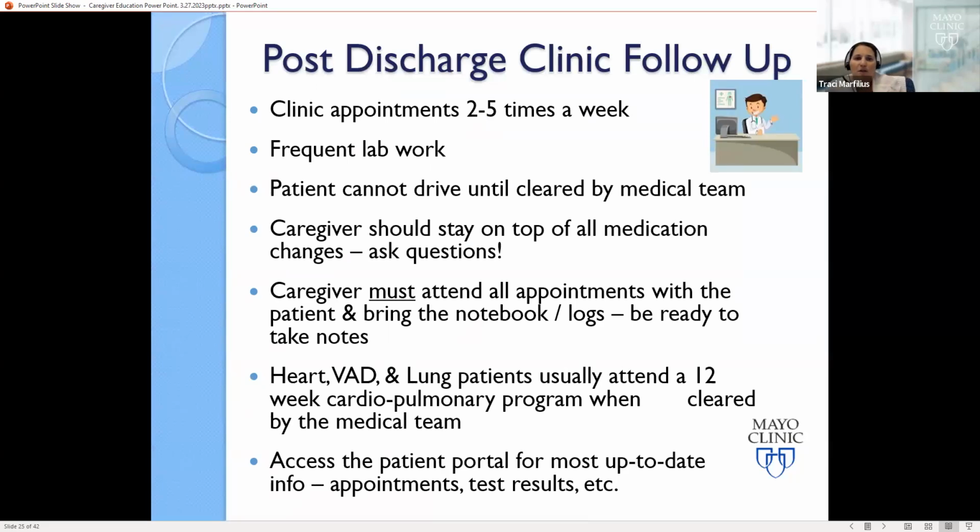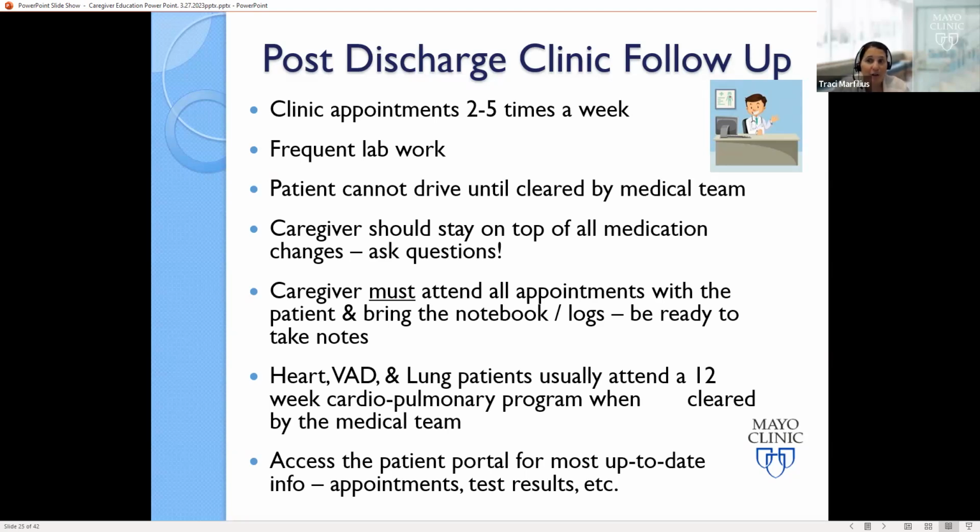So what will post-clinic discharge follow-up look like? Patients can have clinic appointments 2 to 5 times a week. Those appointment times can vary. You can be here all day or just have a couple of appointments. But as a caregiver, you are required to attend every appointment with them and do all of the teaching with them. You're that point of contact between them and the care team.